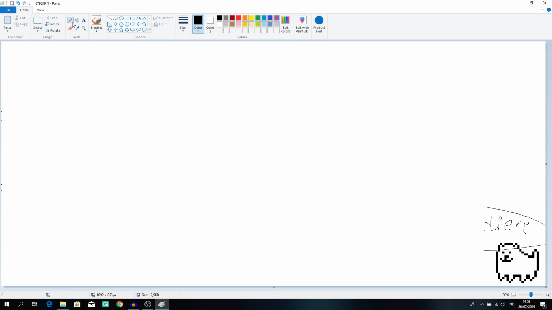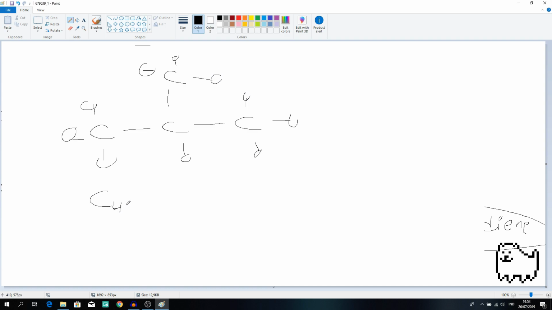So, what if you have a carbon chain that is connected with another carbon chain? Let me just draw this for you. Okay. So we have one chain over here, and what happens if we attach another chain, like so? So how would you name this chemical compound? 1, 2, 3, 4, 5, 6, 7, 8, 9, 10. This C4H10 compound. How would you name it?